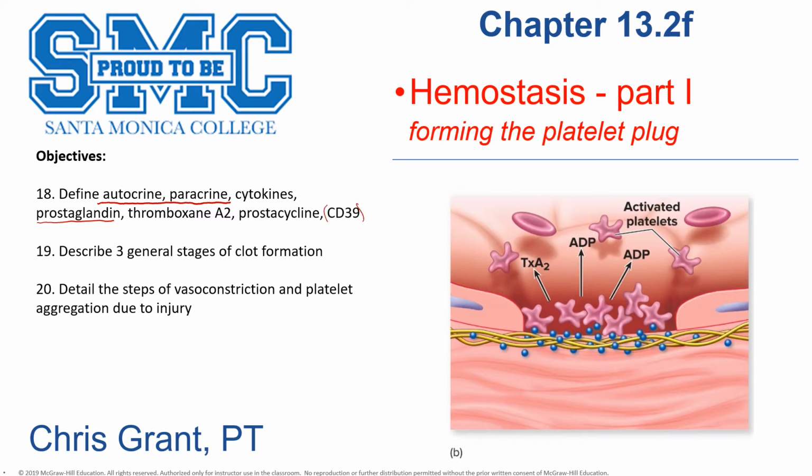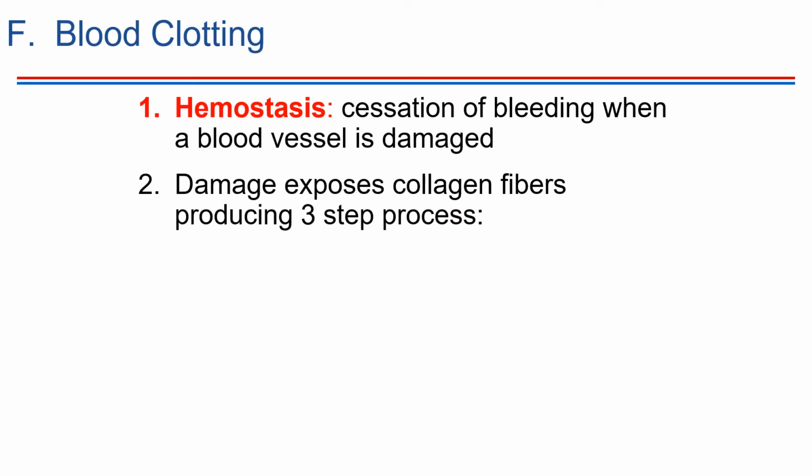I'm going to have you look at three different stages of clot formation, and then we're going to detail the first two stages of that, specifically looking at vasoconstriction and platelet aggregation, and that's what we're going to concentrate on today. So let's take a look here. All right, so hemostasis. Definition: the cessation of bleeding when a blood vessel is damaged.